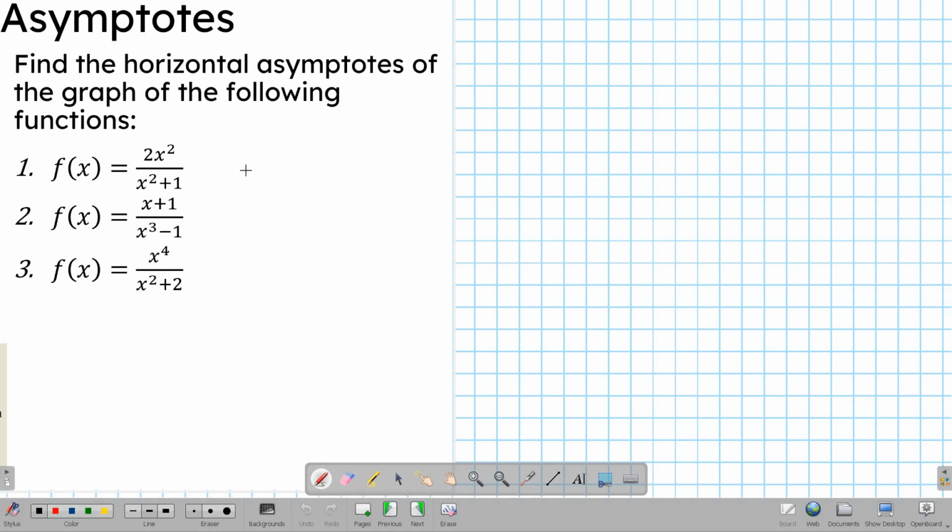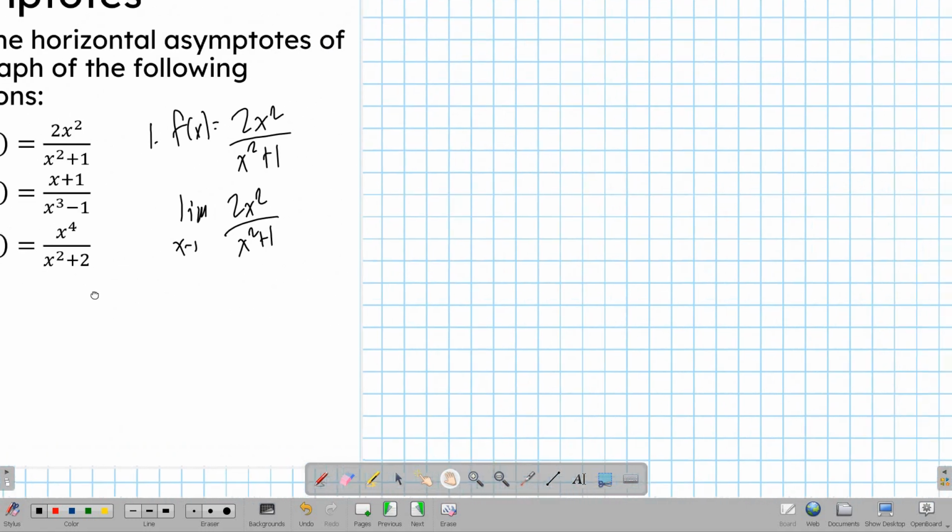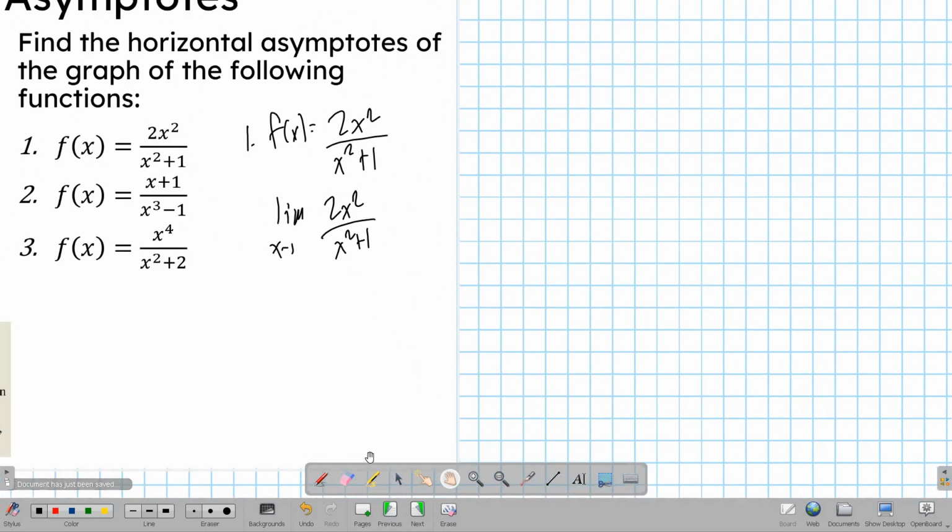For example, in number 1, we have f of x equal to 2x squared over x squared plus 1. To find the horizontal asymptote, we have to find the limit of 2x squared over x squared plus 1 as x approaches, if we look at our definition, positive or negative infinity. We just need actually one, so let's first use positive infinity.